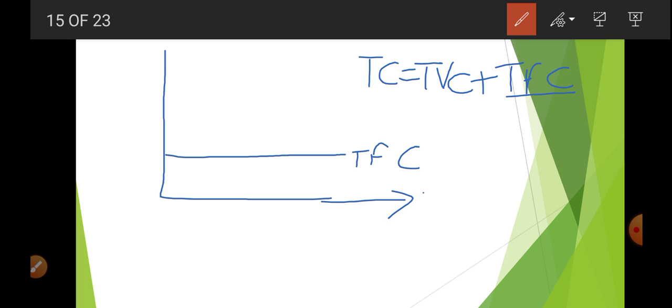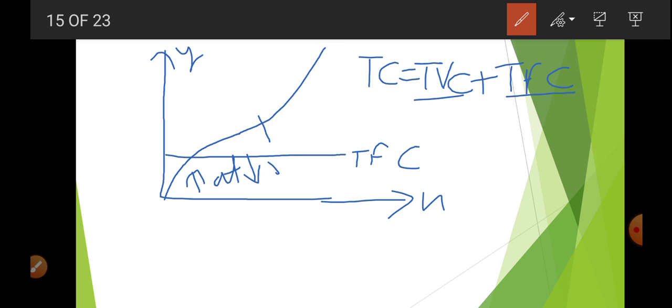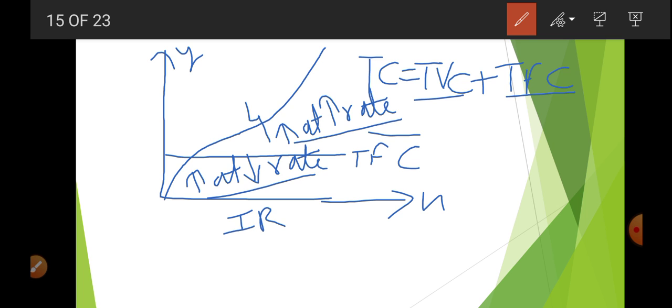Okay students, now when we draw the TVC curve, it is an inverse S shape. Initially, till this point, it increases at a diminishing rate, and after point L it increases at an increasing rate. Here what is operating? Increasing return, and here what is operating? Diminishing return. Now total cost is the sum total of TFC and TVC.